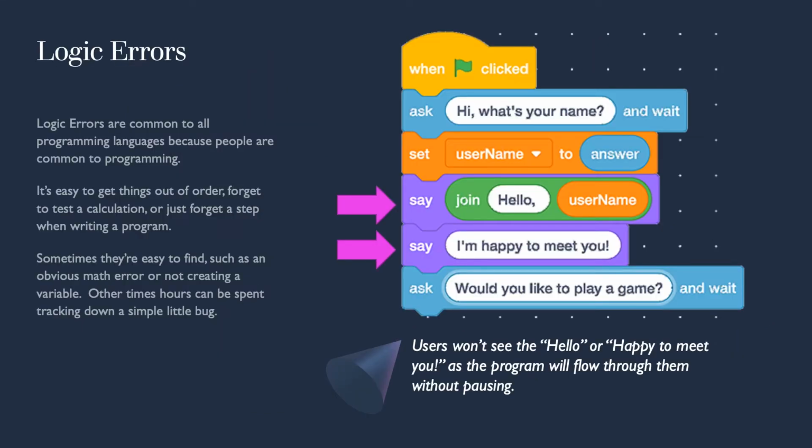First, you have logic errors. They're common to all programming languages because people are common to all programming languages. Get rid of people, maybe you get rid of the bugs. It's easy to get things out of order, forget to test a calculation, or just forget a step or two. In this case here, we're running a Scratch program, and our sprite's going to say something, but computers go real fast, and it's going to say, join hello username, and I'm happy to meet you in a flash. The user will never see that. They'll get straight to the would you like to play a game thing. So in this case, probably should have had a delay in there in order to see any of this. Math errors and things like that are also logic errors.